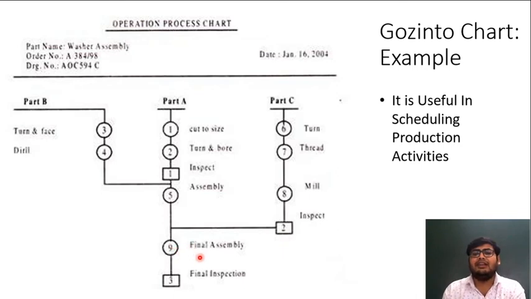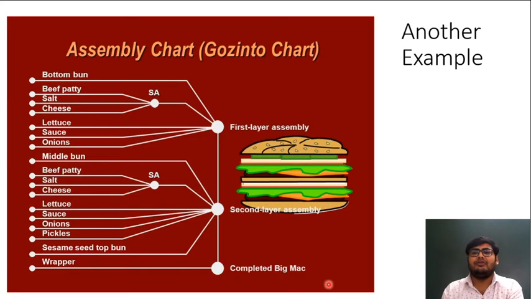And once the final assembly is finished, we will do a third inspection, which is the final inspection. So this is how a Gozinto chart looks, and a Gozinto chart will give all the detailed information about how to do assembly and which processes are to be followed step by step to achieve the entire product, or to achieve the final assembly. Now it is not necessary that Gozinto charts are used for mechanical purposes only.